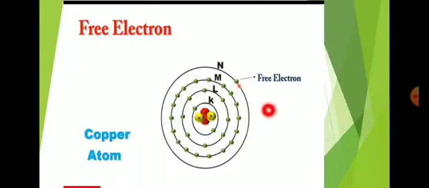Then the last orbit: in the last orbit only one electron is present, and that electron is known as free electron. In any atom, in the outermost shell only one electron is present, and that electron is known as free electron.